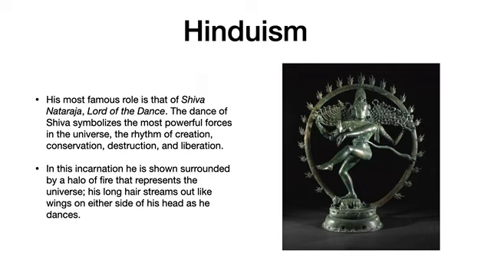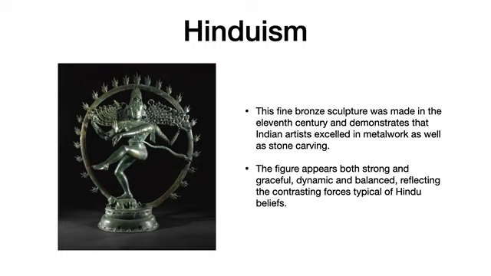The dance of Shiva symbolizes the most powerful forces in the universe: the rhythm of creation, conservation, destruction, and liberation. In this incarnation, he is shown surrounded by a halo of fire that represents the universe. His long hair streams out like wings on either side of his head as he dances. The fine bronze sculpture was made in the 11th century and demonstrates that Indian artists excelled in metalwork as well as stone carving. The figure appears both strong and graceful, dynamic and balanced, reflecting the contrasting forces typical of Hindu beliefs.